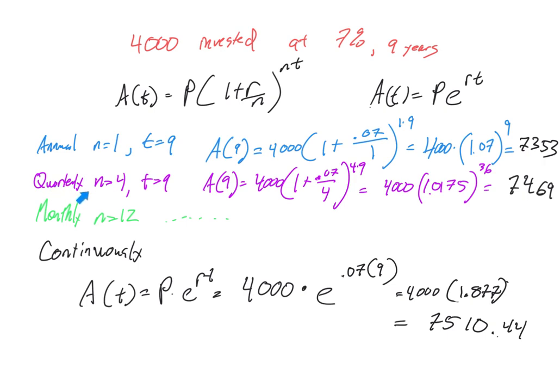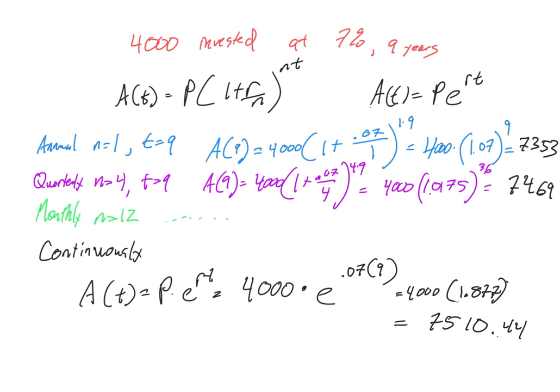If I do it quarterly, now my N is 4 because it's every quarter of a year. T is still 9. What changes in the equation? 0.07 is divided by 4 because I'm splitting it up and doing it 4 times per year. So 1 plus this number is 1.0175. And it's raised to the 4 times 9, or raised to the 36th power. This is what I'm yielding. So you can see quarterly, slightly better yield than annually. You can do monthly, follow the same process. It will be slightly larger again.